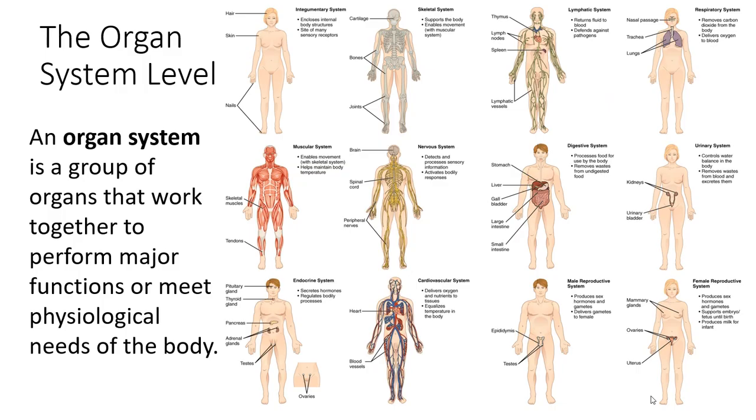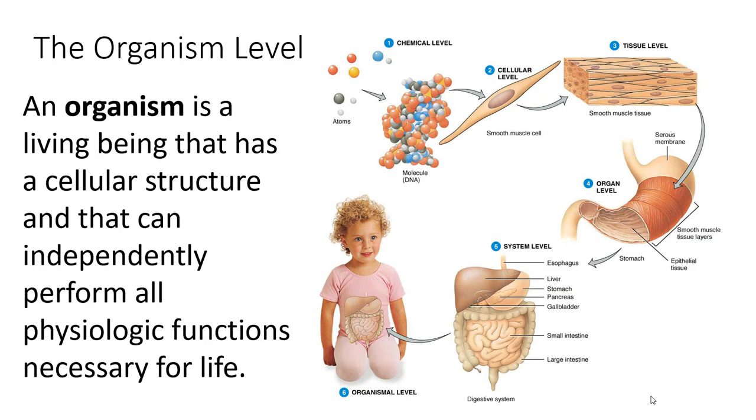Next, we have our organ system. An organ system is a group of organs that work together to perform major functions or meet physiological needs of the body. Some systems would be the digestive system, the cardiovascular system. And then finally, the organism. An organism is the living being that has cellular structure that can independently perform all of its physiological functions necessary for life.